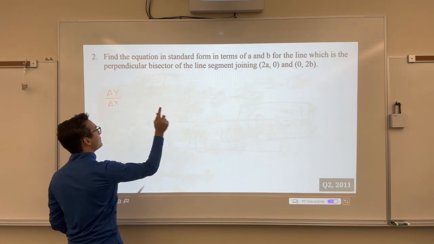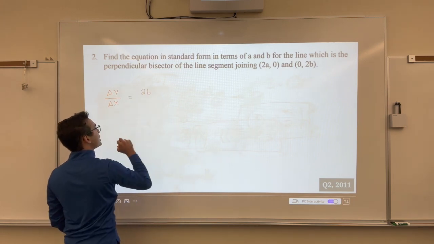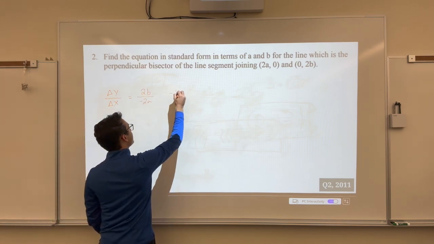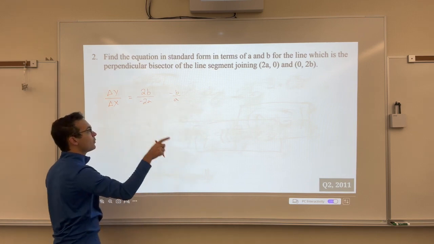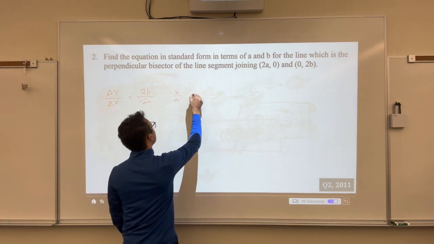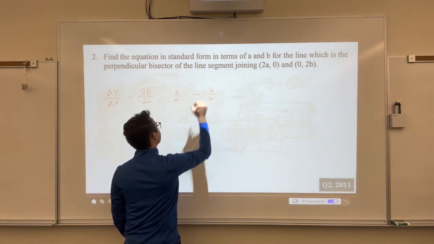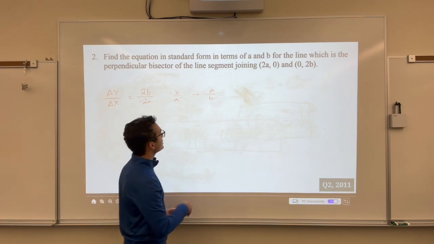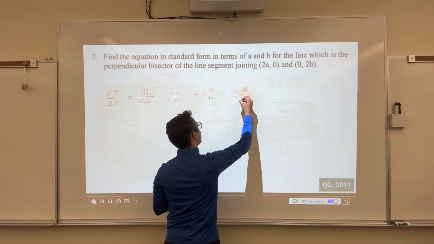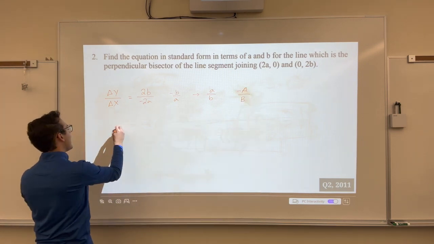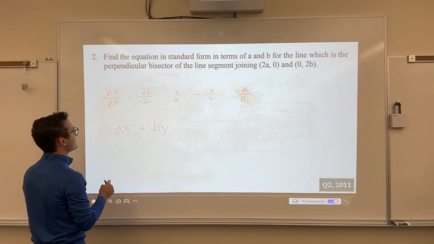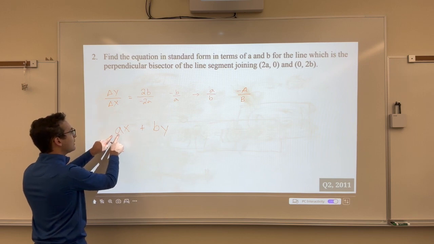The change in y would be positive 2b. The change in x would be negative 2a, meaning that the slope is negative b over a between those 2 points. Now, we are looking for the opposite reciprocal slope, so it would turn into a over b. So, in question 1, I mentioned that the slope of a line in standard form is negative a over b. So, if we had the line ax plus by, we would find the slope by saying, well, it's going to be negative a over b.